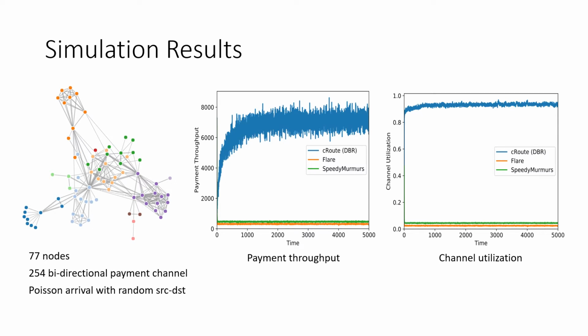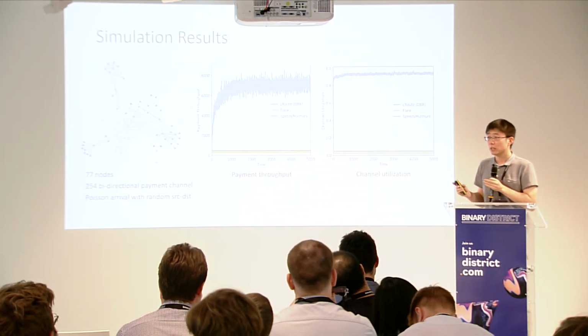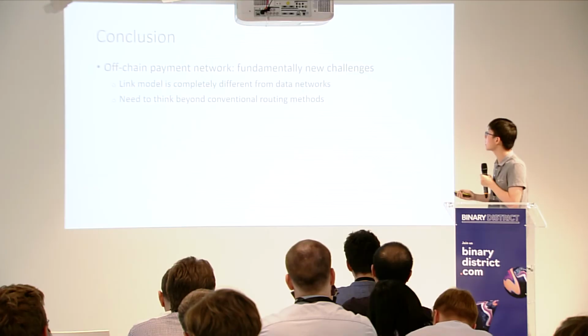This channel utilization means how much value you can transfer compared to the total deposit in this channel. This is a very important metric in payment networks because we all know that this liquidity deposit is one of the main costs for a payment service provider to run a payment business.